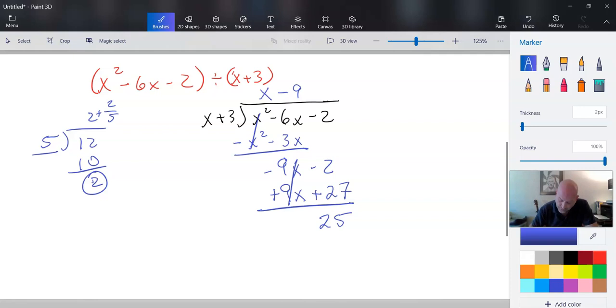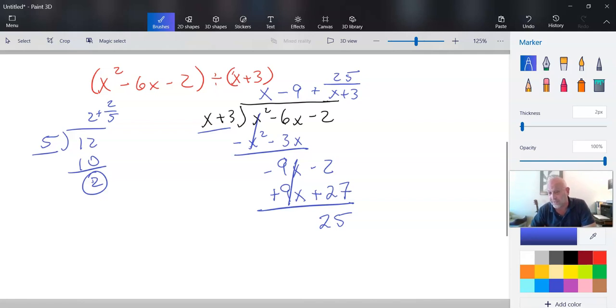So we have 25, and just like we put the 2 over the 5, I'm going to put the 25 over the x plus 3. So this is plus 25 over x plus 3. So basically what we just did was we made a mixed number out of a polynomial, out of a rational expression. So that's how you handle those remainders.